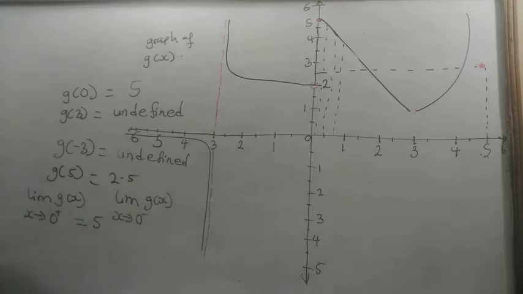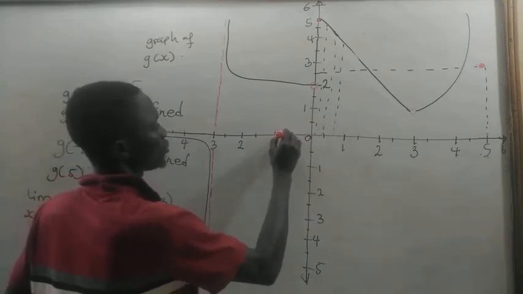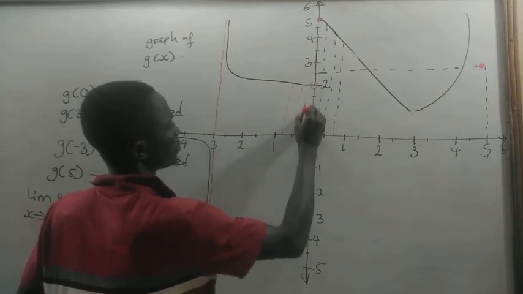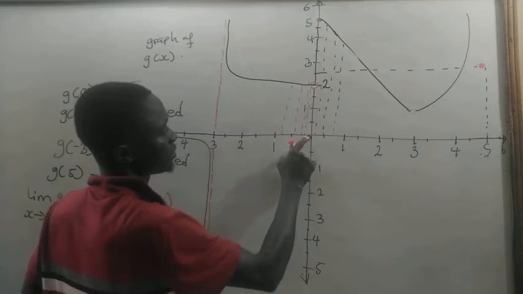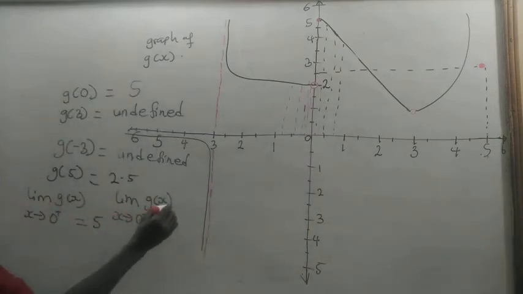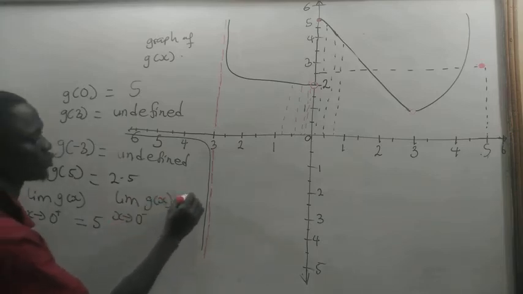Wow. Now let's look at x approaching 0 from the left. So this is the left side of 0. As x approaches 0, you see that g of x will also approach 2. So here, as x approaches 0 from the left, g of x will also approach 2.